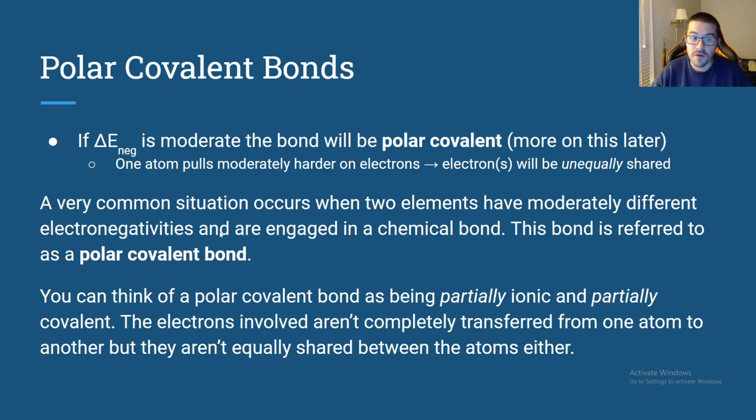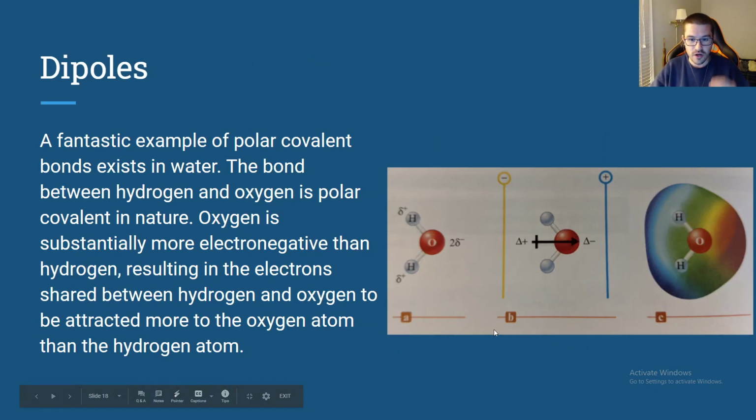Okay, this is a very common situation actually. Lots and lots of polar covalent bonds out there in our everyday world. You can think of a polar covalent bond as just being partially ionic and partially covalent. Okay, the electrons involved aren't completely transferred from one atom to another like they are in an ionic bond, but they're also not equally shared like in a perfect covalent bond, right? Like with 2 oxygens, they're not going to be equally shared either. So it really is kind of an in-between scenario.